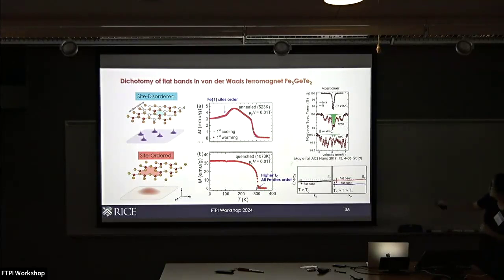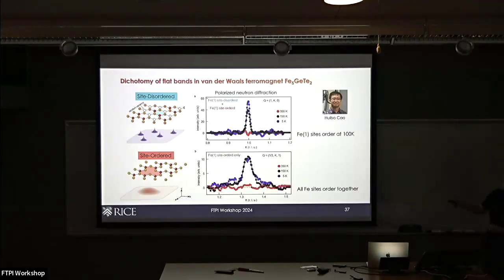You can compare the two. And also, all the irons order together at this higher temperature. But for this one, it is actually understood to be the ordering temperature for the iron 1 sites, which are disordered. So they are fluctuating up here, and only at this 100K do the random iron 1 sites order. And that we recently confirmed with neutron data from Huibo's group.